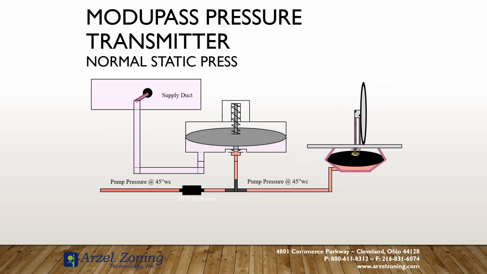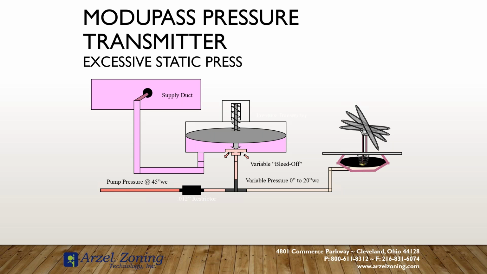So under normal conditions, we have full pressure from our pump going into a damper, and it's a spring-loaded damper. That damper wants to push itself open without any pressure, but that pressure wants to keep it closed. So if it's getting full pressure, the damper stays closed, but then as our supply static increases, the transducer that comes in the kit for the ModuPass controls a bleed off of pressure going to that damper.